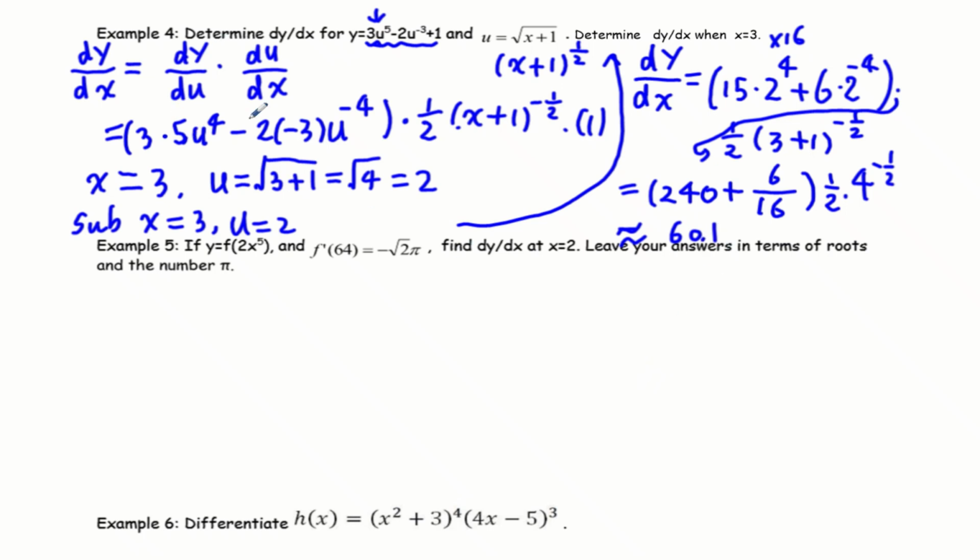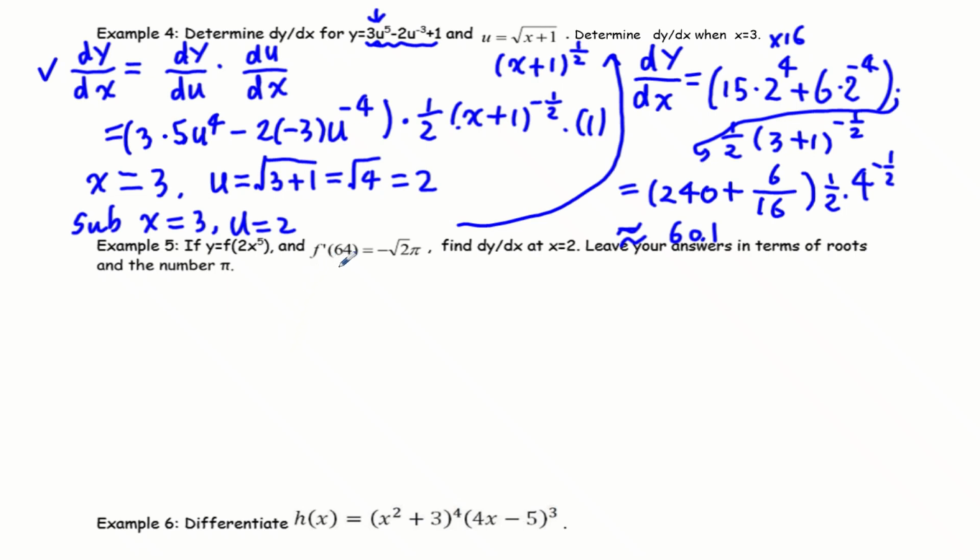So this is how you find the derivative at one x value, at one point. This is the slope of the tangent at that point. Okay, so this is using the chain rule to find dy dx, then sub in the x value. Meanwhile, we find the u value because in the expression we have the u value there.